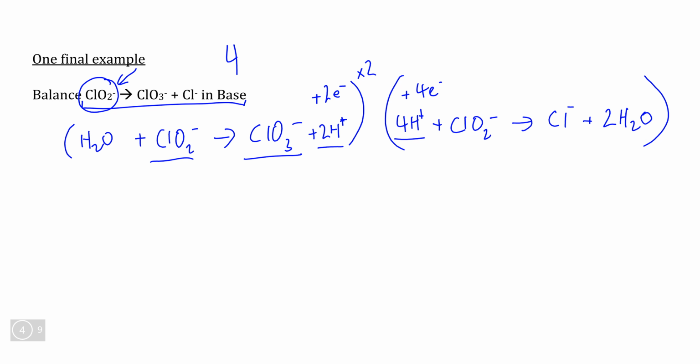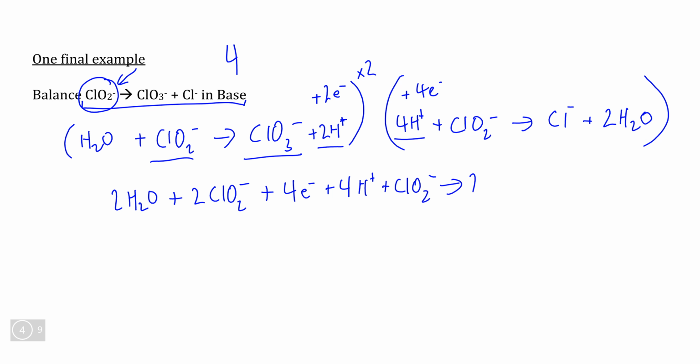So if we write out all of our reactants together, it would be 2 water and 2 chlorite ions from our first half reaction, plus 4 electrons and 4 H+ from our second half reaction, plus an additional chlorite ion, followed by 2 chlorate polyatomic ions plus 4 H+ and 4 electrons from our first half reaction, plus chloride and 2 water from the second half reaction.